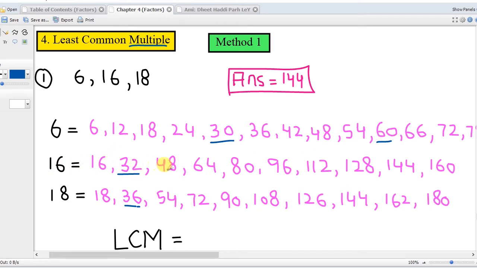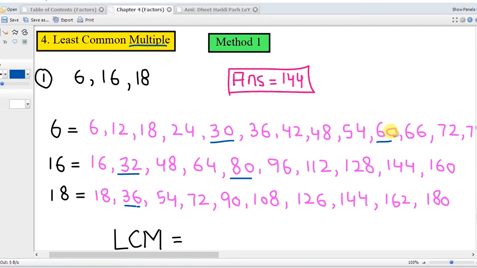Now write the multiples after 32. So it's 48, 64 and 80. Let's say we have written it up till 80. Still we do not have common numbers. Yes, we do have a common one, which is 48. Let's see now whether we have 48 in 18 or not. So 18, 36, 54, 72. So we do not have 48, right?